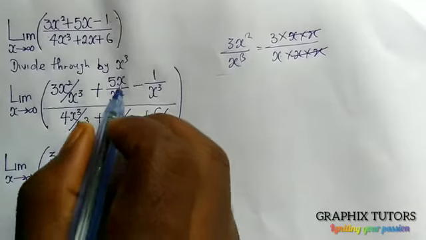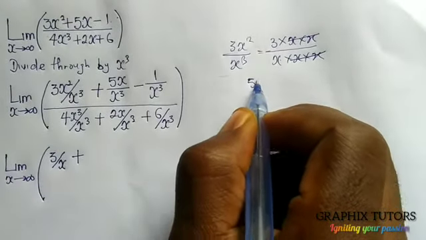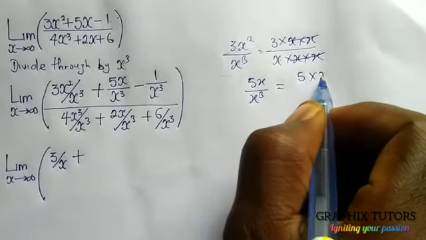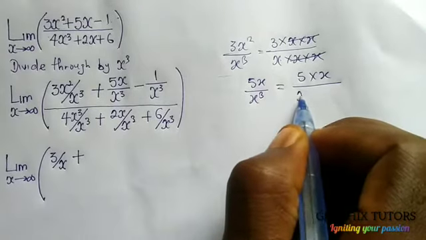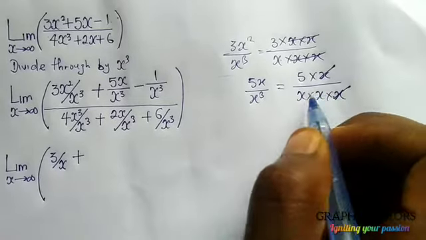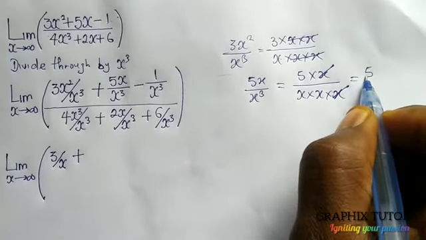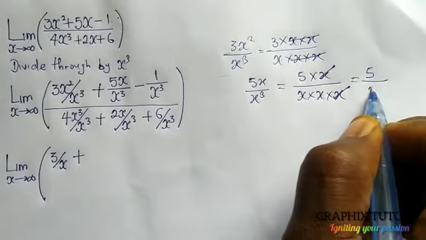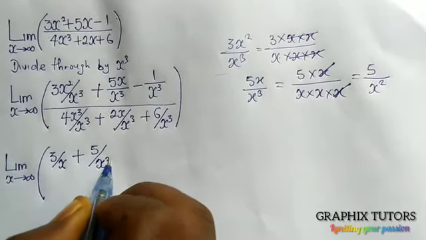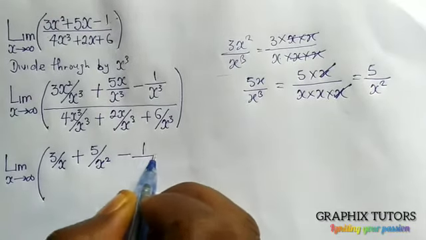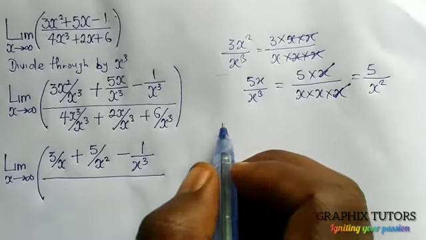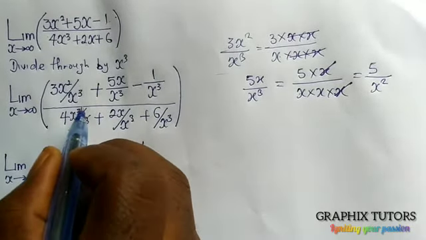Plus, now I have 5x all over x cubed. So it will be like 5 times x all over x times x times x, that is x cubed. So if the x cancels one x, we're left with 5 all over x times x, which is x squared. So this will be 5 all over x squared, minus 1 over x cubed. Everything divided by, now we know x cubed, you cancel out x cubed.